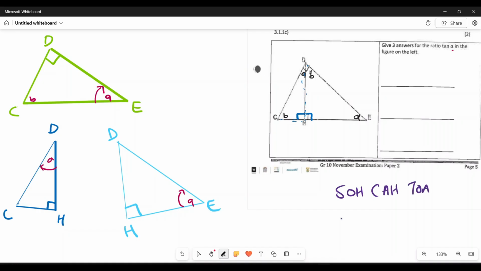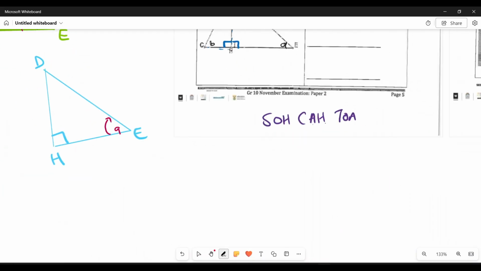Sine is opposite over hypotenuse. Cos is adjacent over hypotenuse. Tan is opposite over adjacent. Now, if I were to draw a right angle triangle here, for example, let's say this is our right angle triangle. I want you to note something. And this is theta, our reference angle, right?